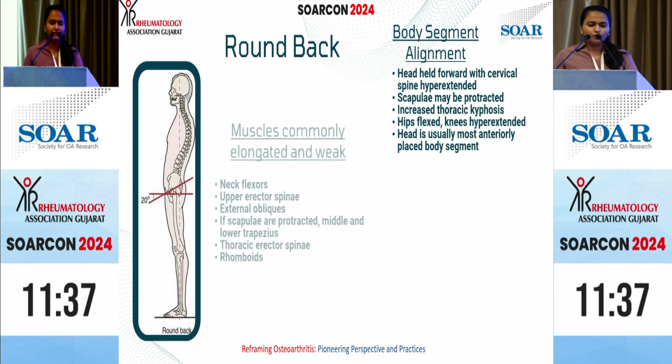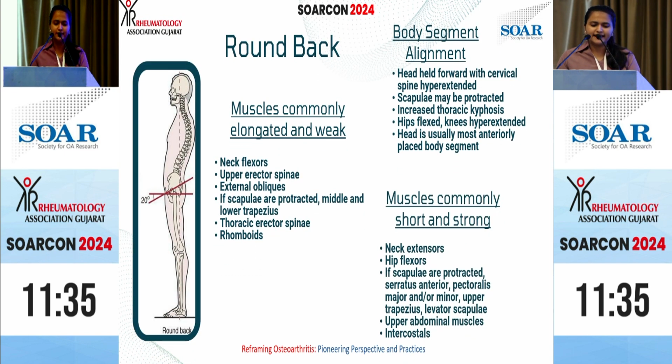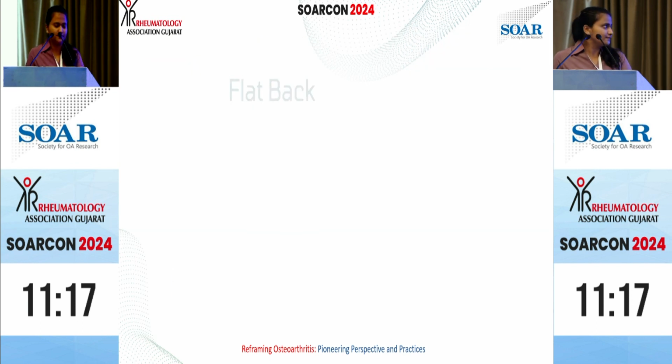Now we'll see the round back posture. Here the body segment alignment which we see is the head is forward with cervical hyperextension. There is increased thoracic kyphosis and the head is ahead of the postural line. Here mainly the muscles that get elongated are the upper erector spinae and shortened are the neck extensors.